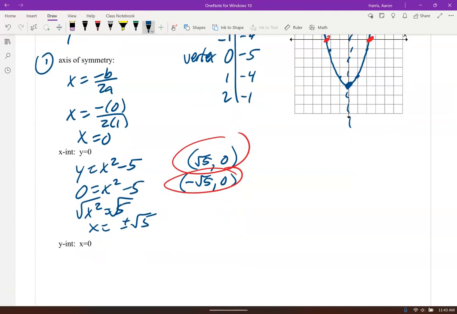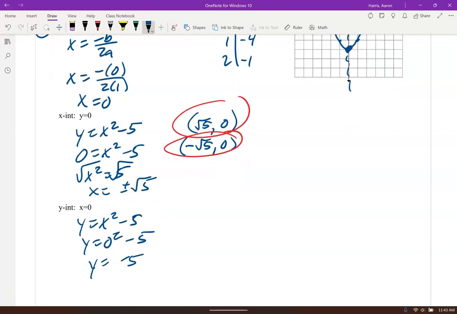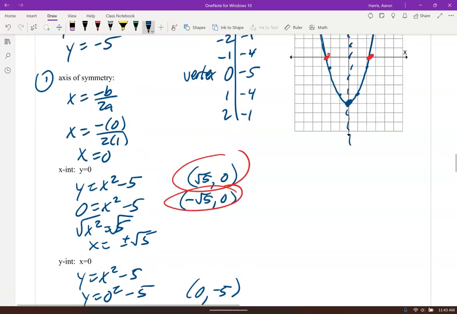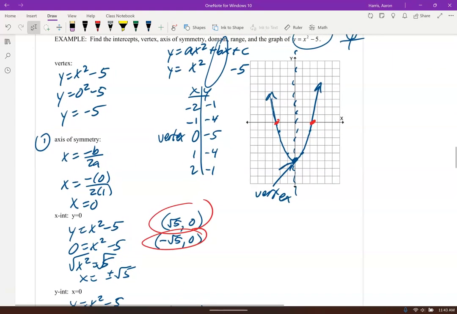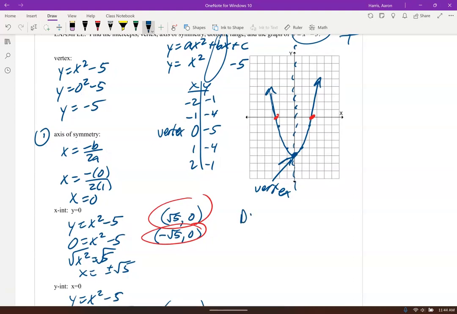Let's go ahead and find our y-intercept by letting x be 0. And so we would have -5. So 0, -5, which was our vertex anyways. There's our y-intercept. It's also our vertex, or our minimum point here. So the minimum here is -5. Our domain is all real numbers for all of these quadratics, so negative infinity, positive infinity. Our range, the lowest y value here is -5, and then it goes up. So from -5 up to infinity.